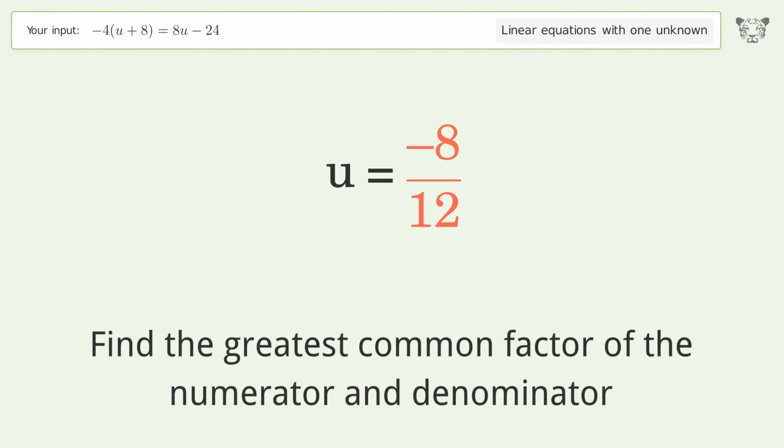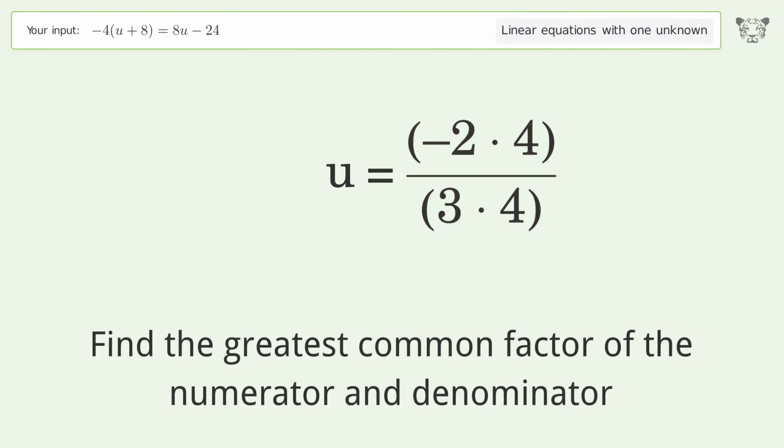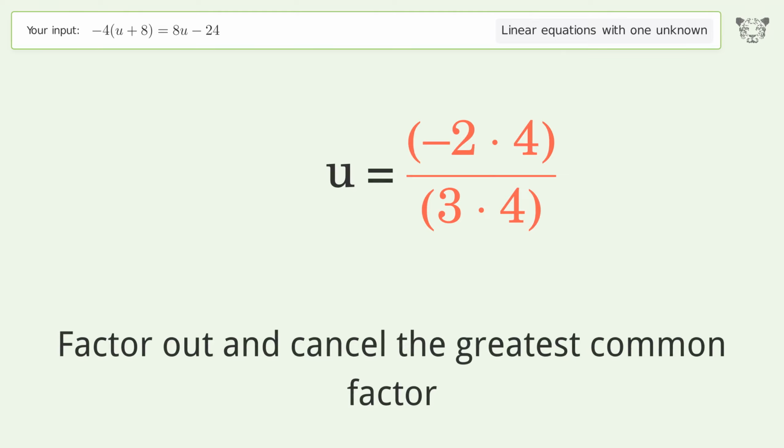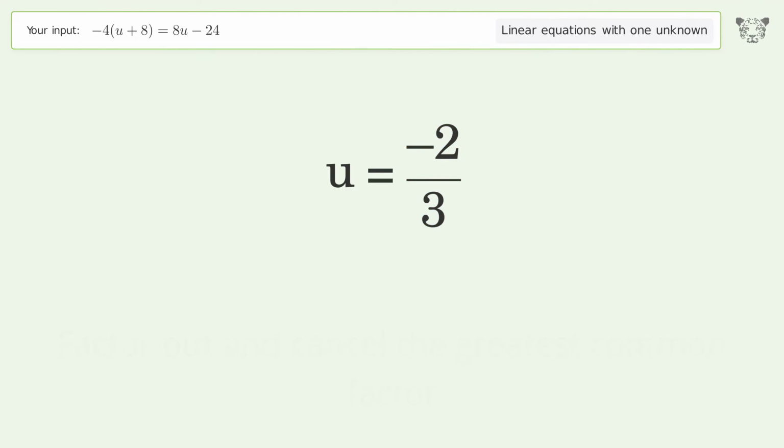Find the greatest common factor of the numerator and denominator. Factor out and cancel the greatest common factor. And so the final result is u equals -2/3.